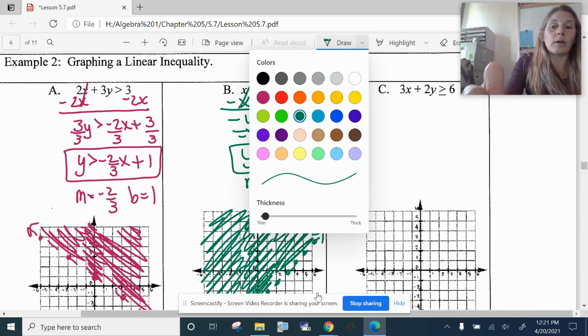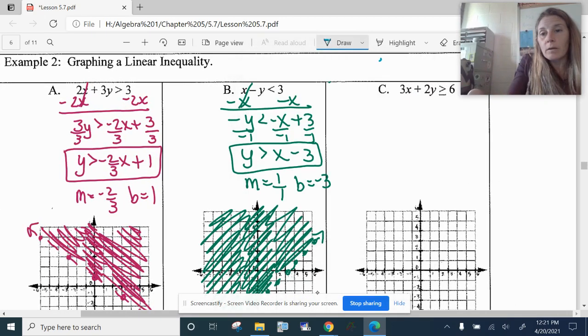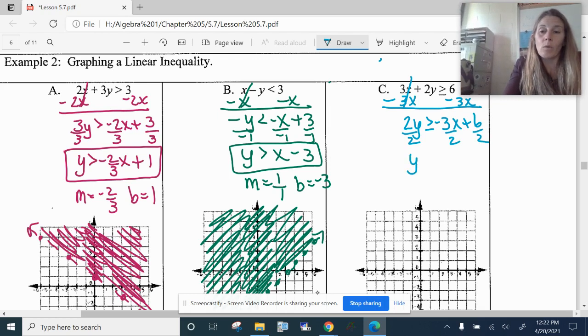Okay, so let's take a look at our next example. Moving my 3x over to the other side by subtracting it. So I now have 2y is greater than or equal to negative 3x plus 6. And now I'm dividing everything by 2. Y is greater than or equal to negative 3 over 2x plus 3.